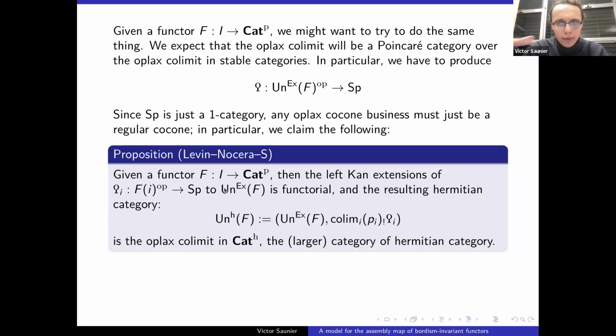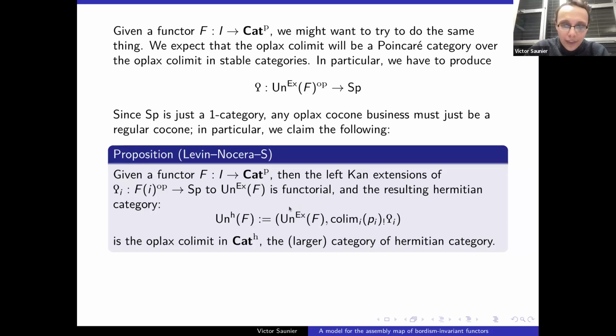A priori, it's only oplax, but precisely because of what I explained before, it's not. There is no room for the oplax things. They all become equivalences. And then, if I have a functorial diagram, I can take its honest colimit, and I get something that I call UNH of f, which is not a Poincare category, but almost.